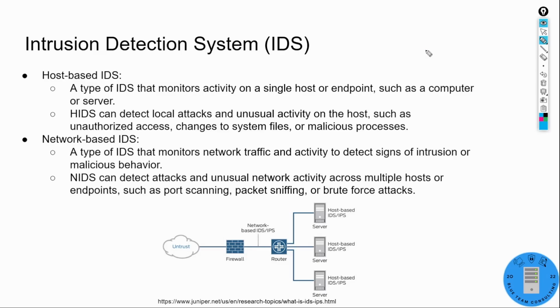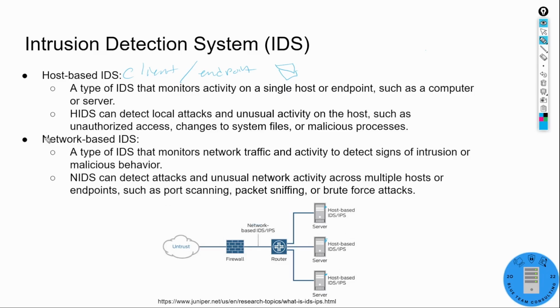Moving into IDSs, this stands for Intrusion Detection System. You can have two types. The first type being host-based, which will reside on the client or endpoint. So your laptop, a server, anything that's just a one-off workstation, that's going to be host-based, and it's going to monitor the activity on a single host or endpoint. And we call these HIDSs. And they can detect unusual activity on the host, any malware, changes to system files, malicious processes, etc. So each of these would have its own agent running on it.